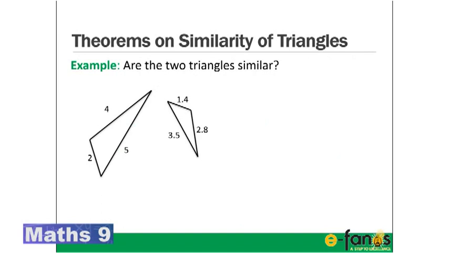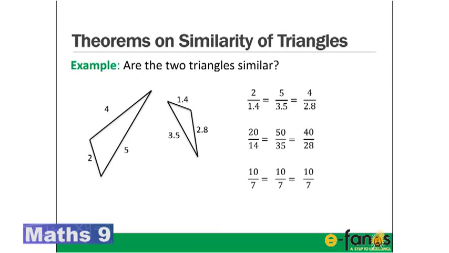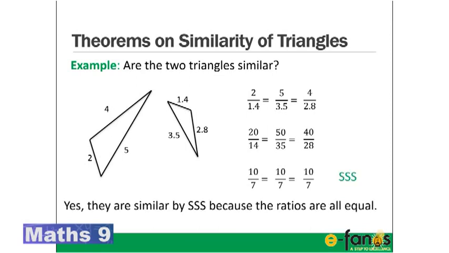Example: are these two triangles similar? Let's test out the ratios. 2 over 1.4 equals 5 over 3.5 equals 4 over 2.8. We want to know if this is true or not. So let's simplify them to 20 over 14, 50 over 35, and 40 over 28 to remove all the decimals, and then cancel them down to get 10 over 7, 10 over 7, and 10 over 7. These ratios are all equal. So yes, the two triangles are similar by SSS.